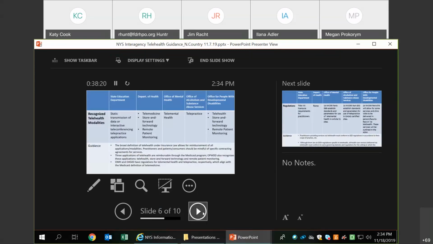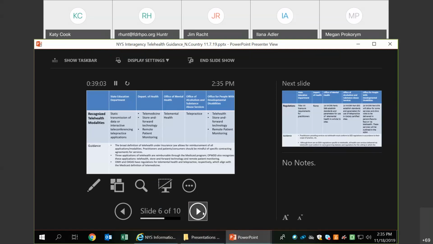So the next few slides are going to outline some of the major differences between the agencies regarding telehealth. This first slide shows the different telehealth modalities that the various state agencies recognize. I also want to point back to that broad definition of telehealth under insurance law, which does allow for reimbursement of all applications and modalities, but you need to be mindful of the specific contracting agreements for various modalities and services.